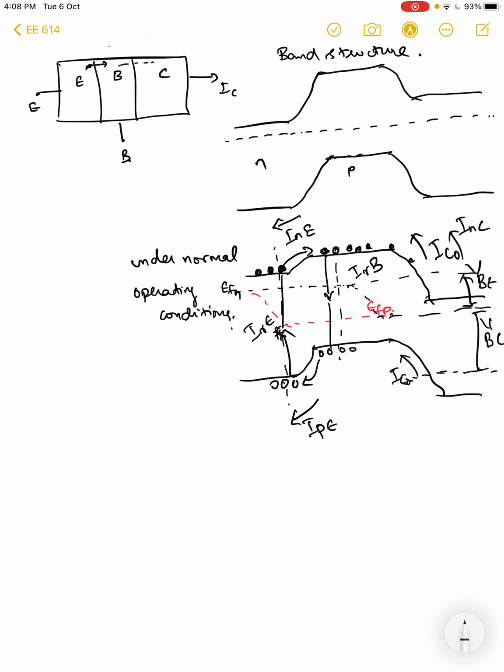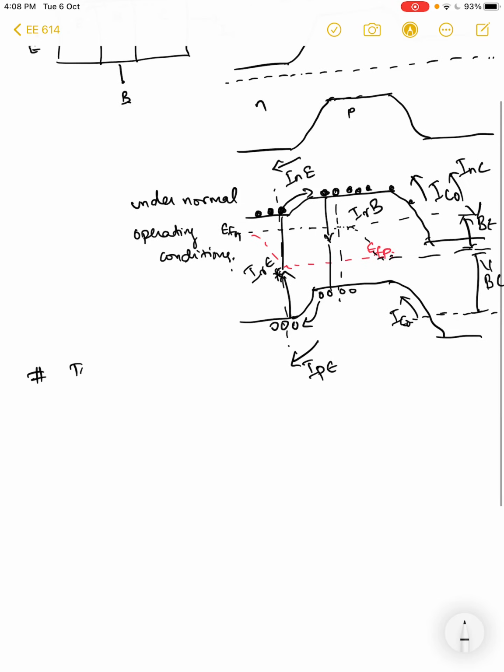So in order to enhance the electron injection from the emitter to the base, let's say to maximize electron injection into the base, it's easy to see that you should reduce the hole injection from the base to the emitter, right? Because the more holes you inject into the emitter, the more recombination can happen, right? As long as you reduce the hole injection into the emitter, you can actually have higher electron injection into the base, right? So how do you reduce the hole injection?